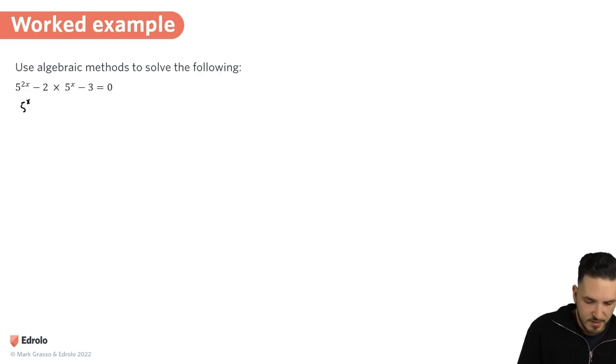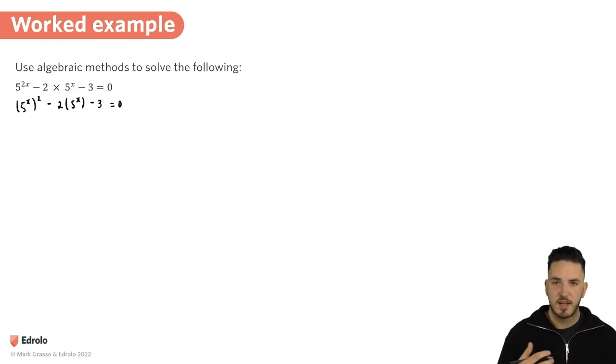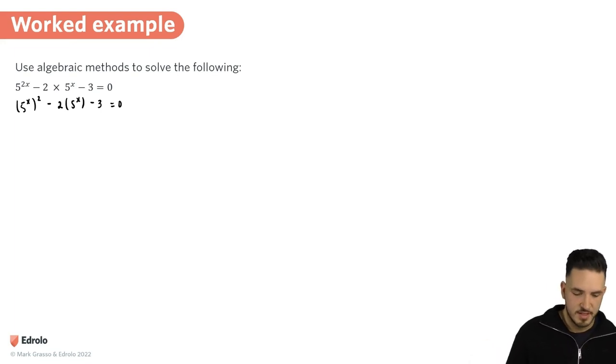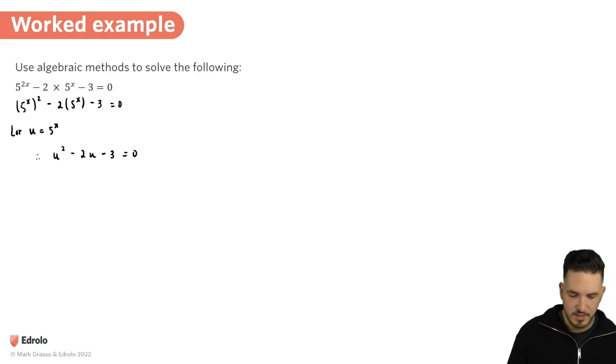So this is 5 to the power of x, all squared, minus 2 times 5 to the power of x, minus 3 equals 0. So now we can see, okay, let's let u equal something. You don't necessarily have to use u, you can use m, p, whatever you like. I prefer u in this instance. So just state what I'm letting u equal. Let u equal 5 to the power of x. And so therefore we have u squared minus 2u minus 3 equals 0.